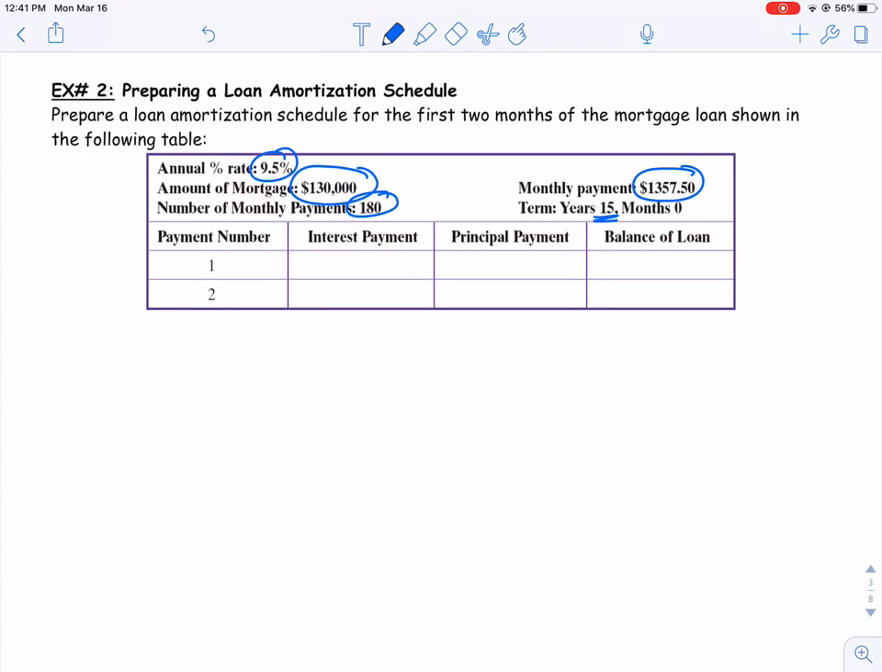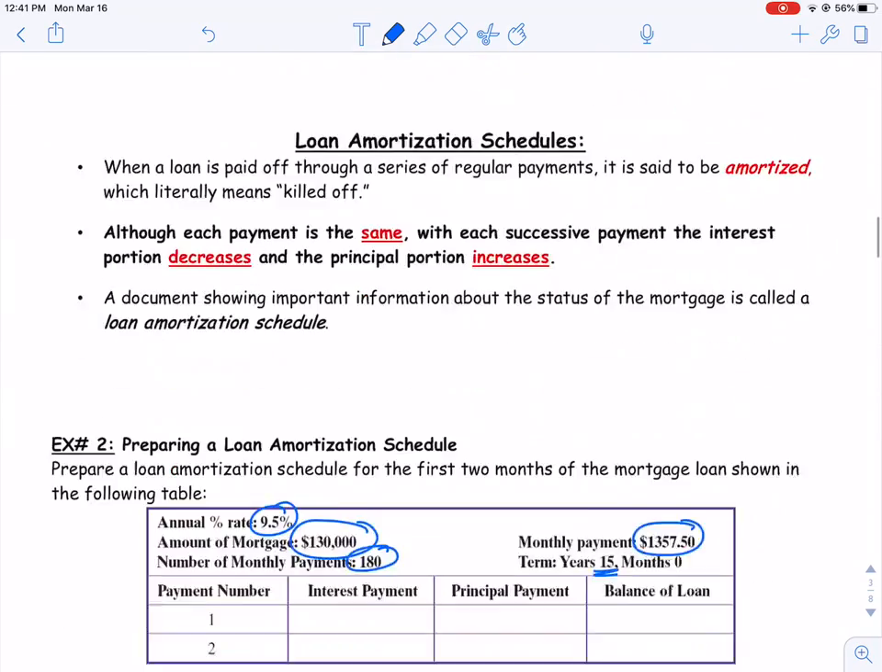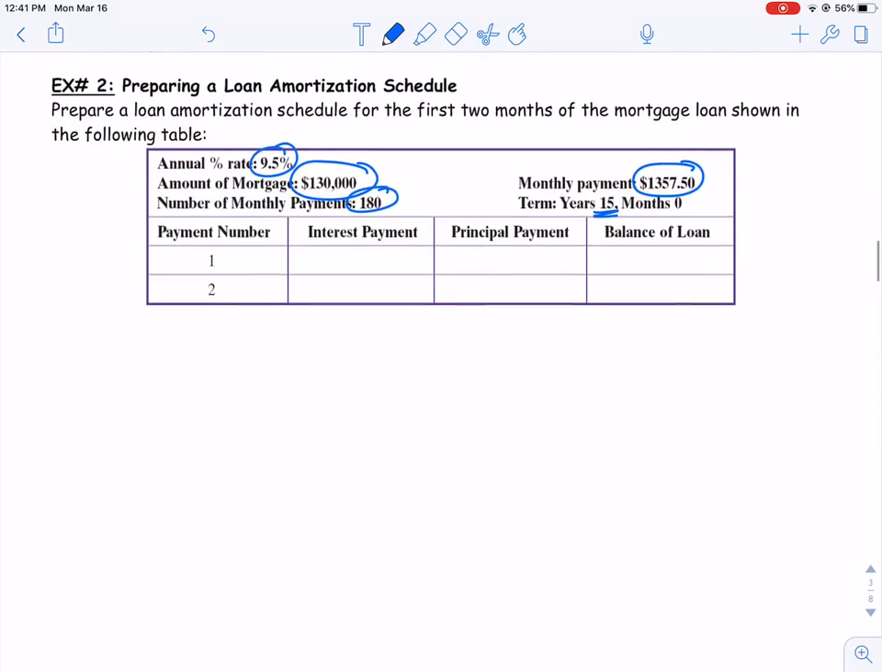And what is nice is they already gave us the payment amount, so we don't actually have to figure it out. They already used that formula from up above to figure out our monthly payment. They calculated that our monthly payment is going to be $1,357.50 every month for the next 15 years. Okay, so using that information, let's figure out how much of that $1,300 is going to go toward interest versus going toward paying off your home. We're going to do it for 2 different months, so let's start off with month number 1.